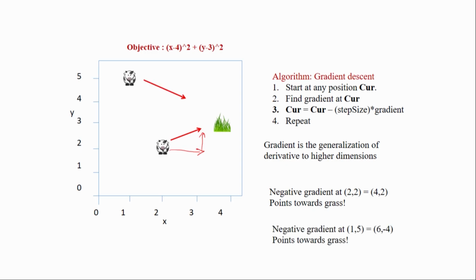If you start at a different point, (1, 5), the negative gradient is 6 on the x-axis and minus 4 on the y-axis. You're still pointing to the grass. So the advantage of this is, if you travel in the direction of the negative gradient, it always points to a direction of the minimum, the direction in which the function reduces, and that's why this helps. We'll see why that is indeed the case in a minute, right?